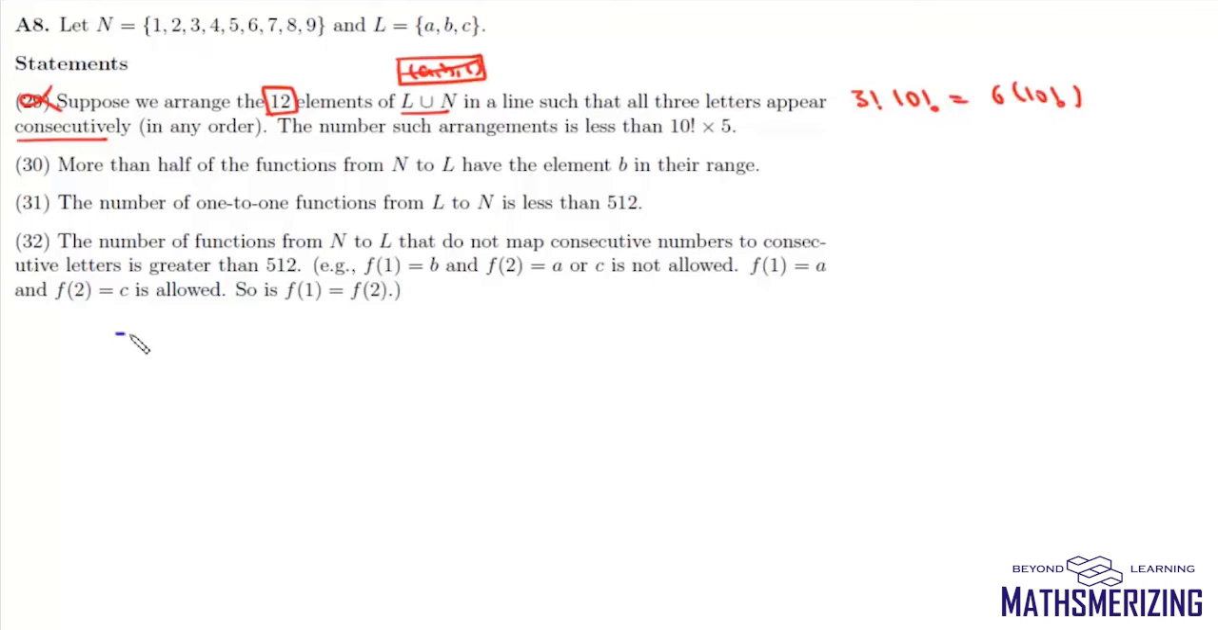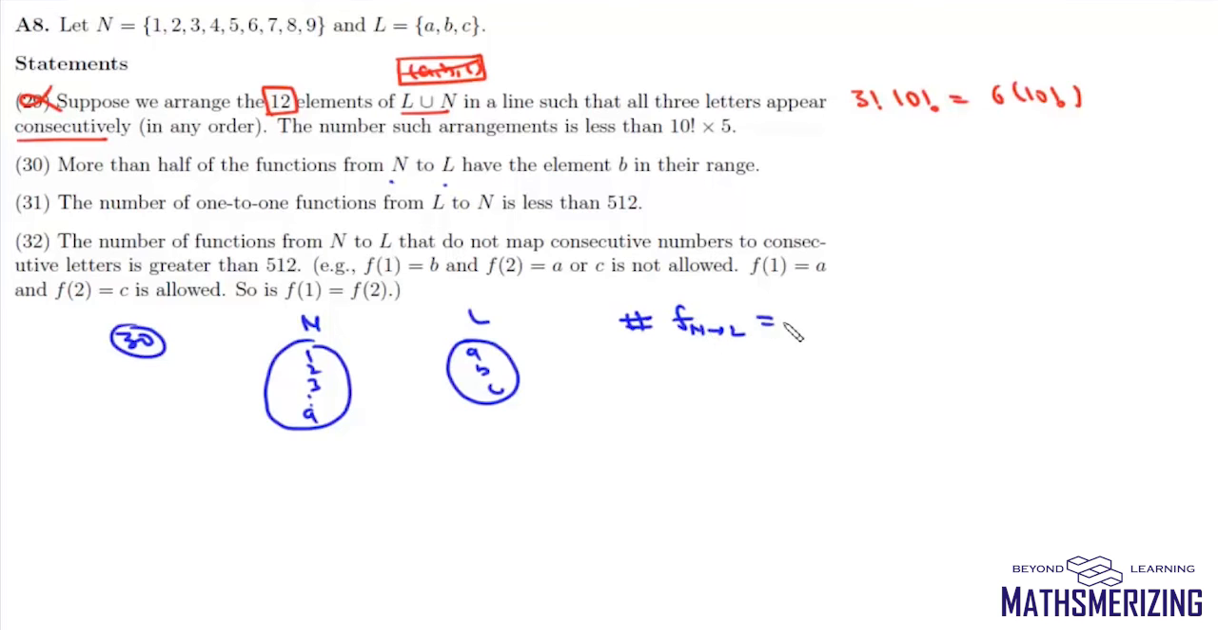Now statement number 30 is, more than half functions from n to L have elements B in their range. So we have defined functions from n to L. So this is 1, 2, 3 up to 9, and here we have A, B and C. Now we have to find number of functions from n to L having the element B in their range. Now if we find total number of functions, then total number of functions from n to L will be, for each element we have 3 choices.